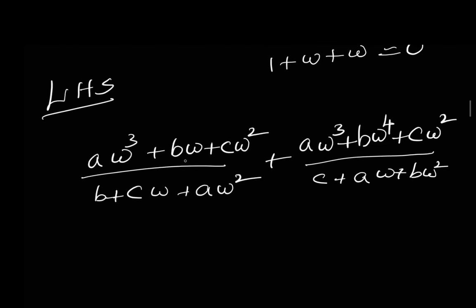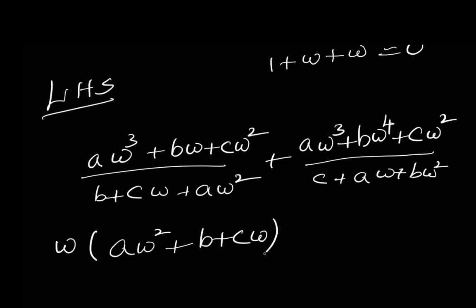Now, in the numerator of the first fraction, I have to take omega outside. So you will get omega times a omega squared plus b plus c omega.